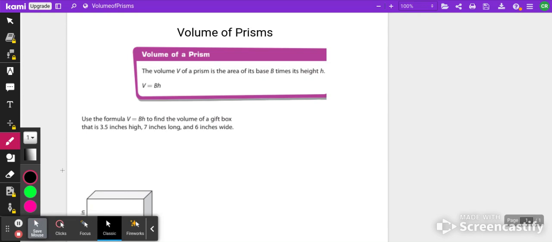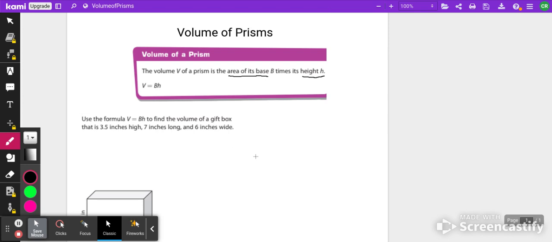We're looking at the volume of prisms. The formula for the volume of a prism is V equals big B times H. We need to talk about what those stand for. Big B stands for the area of the base, and H stands for height. When those two variables are right next to each other, remember that means you're multiplying. So we're multiplying the area of the base times the height.